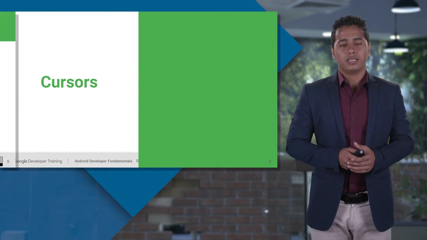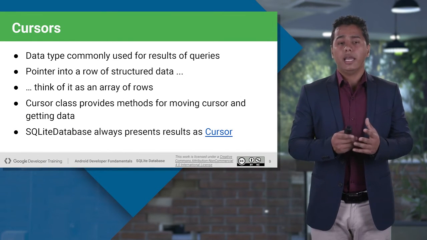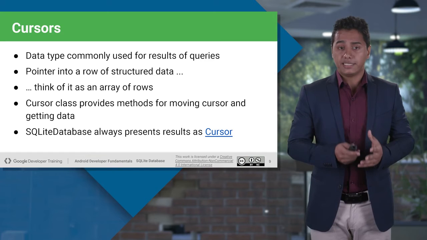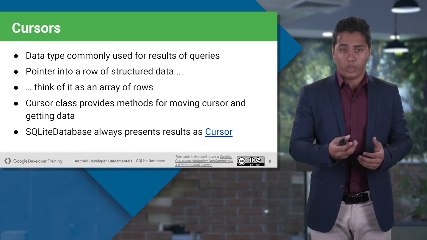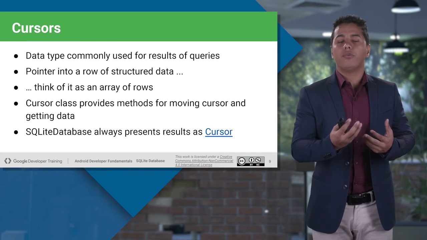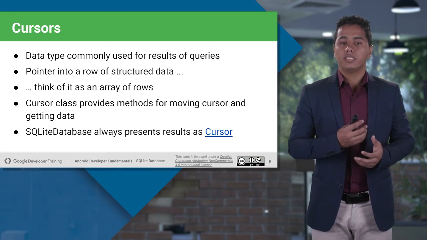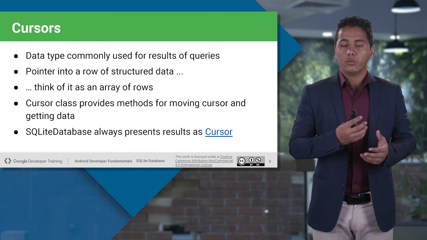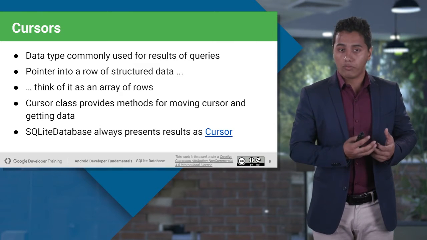Now let's talk about the Cursor class. What is a Cursor class? Cursor class is just like the ResultSet in Java. It saves the data in the form of rows and columns. Whenever you make a query to your database, the result which comes back is in the form of a Cursor, in the data type Cursor. So it provides you a very smooth way to interact with your rows and columns, or the data which you have got from your database.